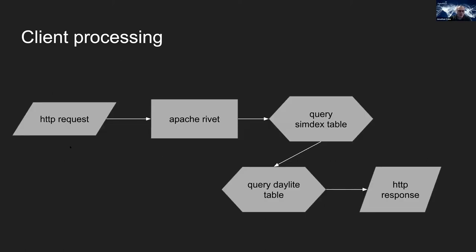So if you can imagine the data flow here, someone makes an HTTP request in for the data. And on the other side of this, we do have some TCL code that allows people to either use the command line or build a little interface that'll do the request for them so they don't have to know exactly what this looks like. But this request will come in on the server. Apache Rivet handles that on the appropriate endpoint. We'll assume for a second that we're doing one of these Simdex queries. So we look at the Simdex table to get our row IDs, come back to the Daylite table to get the results based on the row IDs, and ultimately produce a response back to our client.